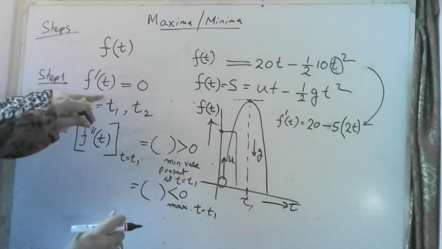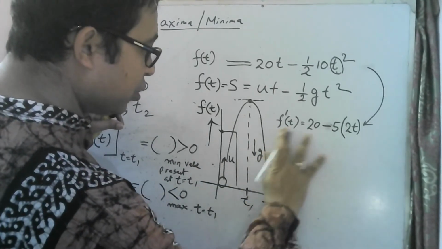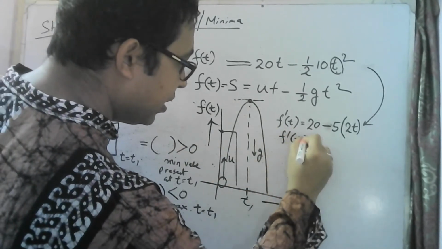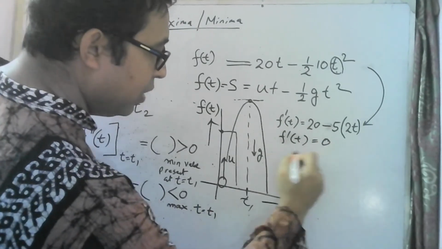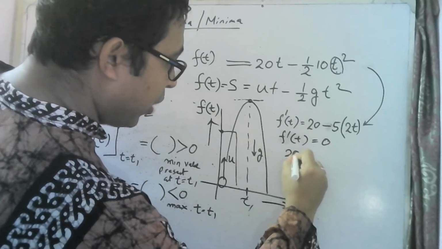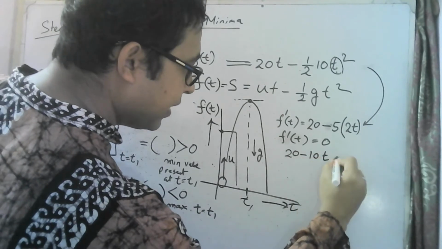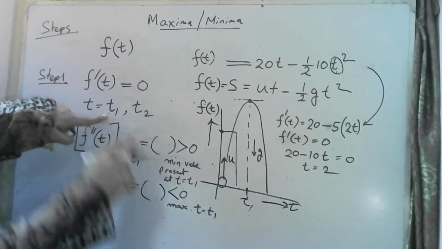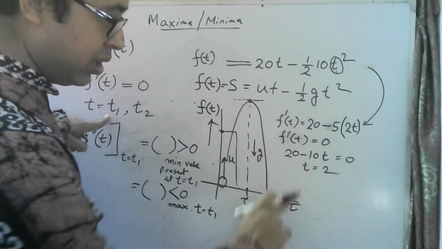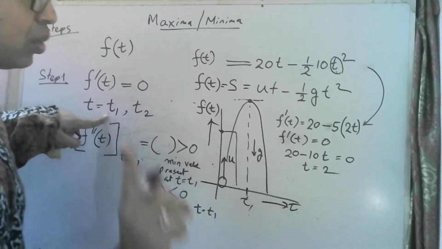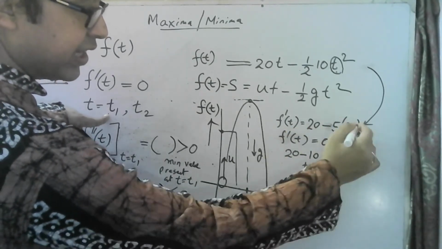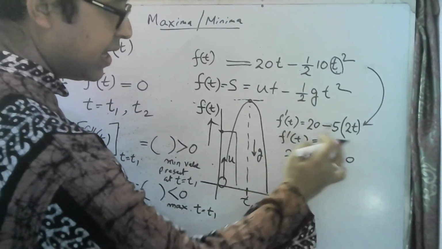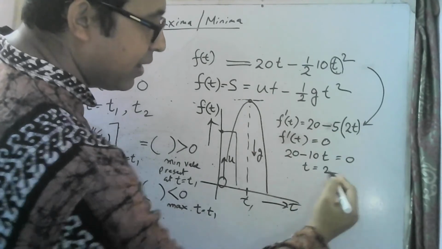Now I make this f dash t equal to 0 and we will find out the points. So 20 minus 10t is equal to 0. So t is equal to 2. Here only one value has come out, because this is a first order equation in t. If it were second order, then two values may come. The differential equation is first order, so one value has come.